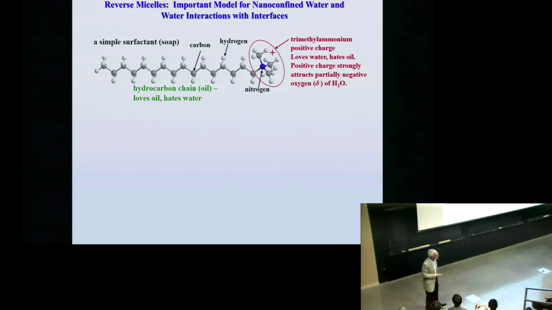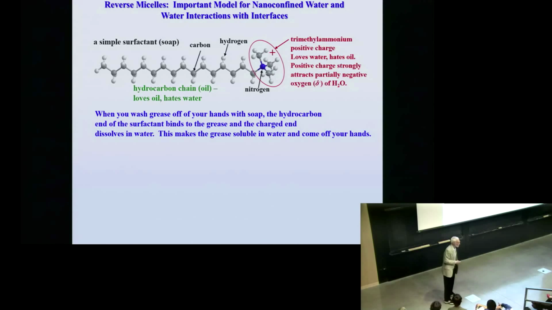This is like oil. It hates water, okay? So what happens when you wash your hand? You've got grease or oil on your hand, and the oil part of this molecule goes into the grease and sticks in there. The head group, which is positively charged, hates the grease. It sticks out into the water, and that solubilizes it. You now have this grease which likes the water because it's got all this stuff pouring out of it that can be dissolved in water, and that causes the grease to come off your hands, and that's how soap works.